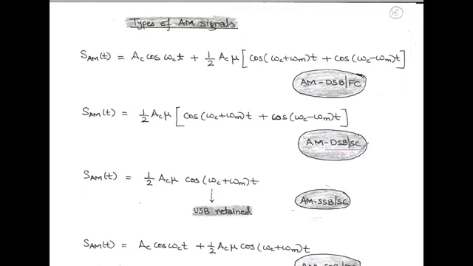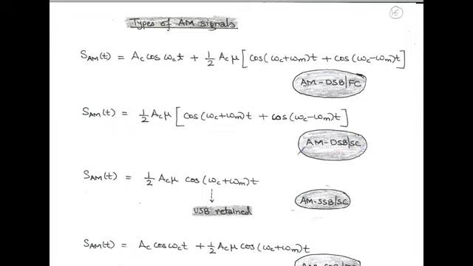Second type of AM signal is double sideband suppressed carrier. As we know that in a carrier there is no information, so the transmission of a carrier is wasteful, and we suppress the carrier for saving the power. So from the above equation, the first term is suppressed, that is the carrier is suppressed. The remaining equation is called amplitude modulation double sideband suppressed carrier.